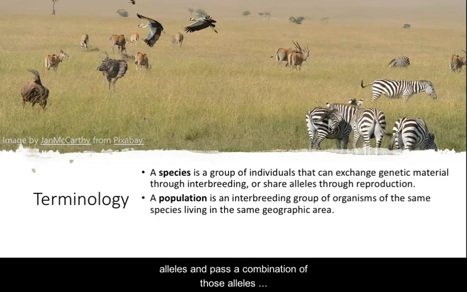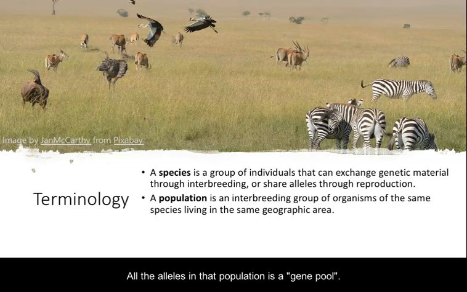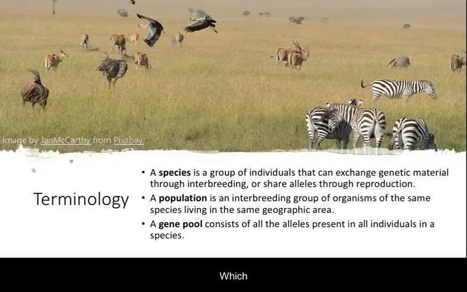In other words, they share alleles and pass a combination of those alleles down to the next generation. All the alleles in that population is a gene pool, which is all of the genetic material from all the individuals in the population. So it's the potential source of genetic material that could be passed down to the next generation through reproduction.